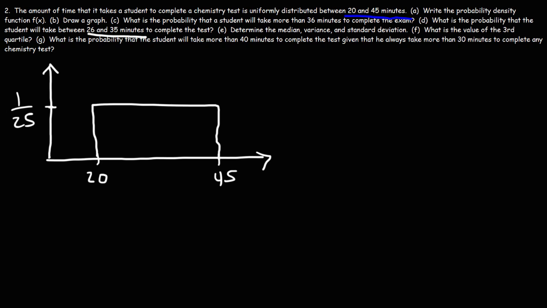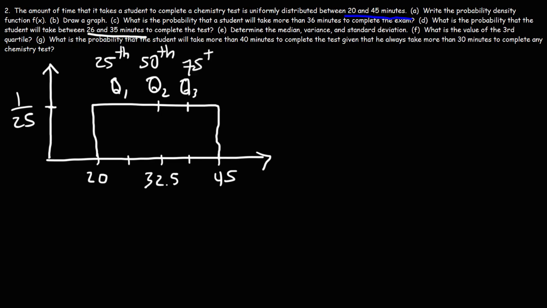Now we're going to break this interval into 4 subintervals. We said the median was 32.5. The median is the second quartile. This is the first quartile. And this is the third quartile. The first quartile is the 25th percentile. The second quartile is the 50th percentile. And the third quartile is the 75th percentile.